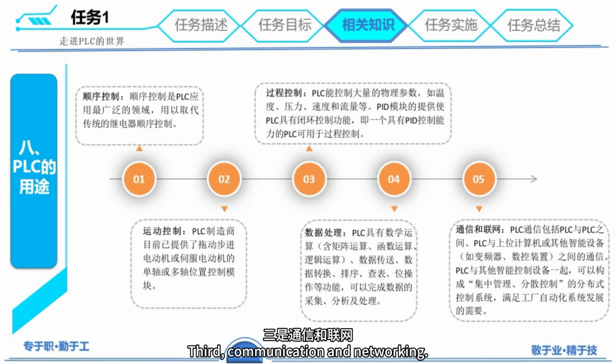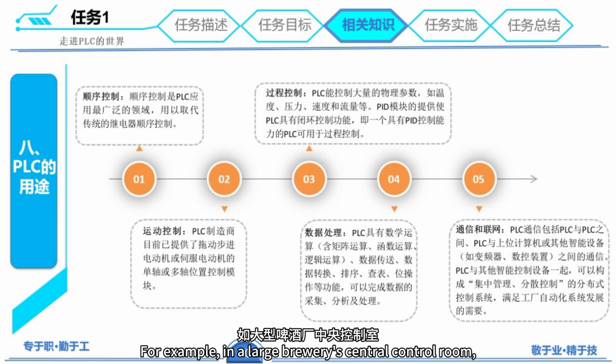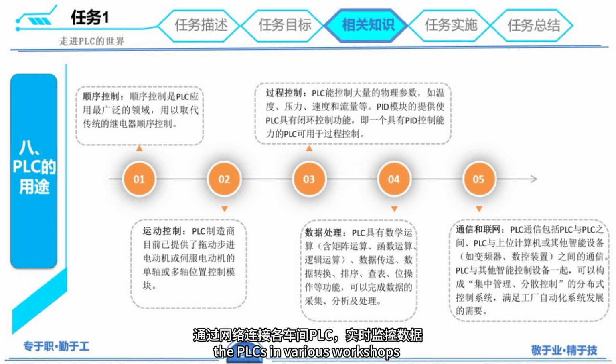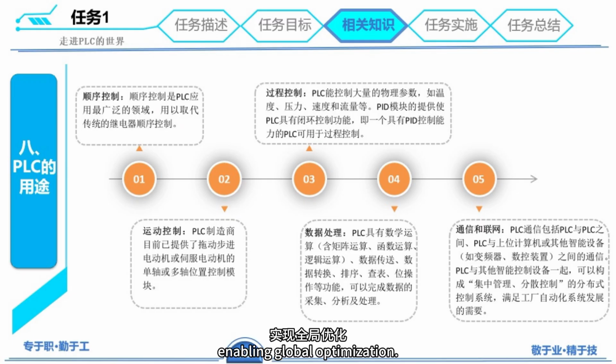Third, communication and networking. PLCs can communicate with other equipment, forming a distributed control system. For example, in a large brewery's central control room, the PLCs in various workshops are connected via a network for real-time data monitoring, enabling global optimization.